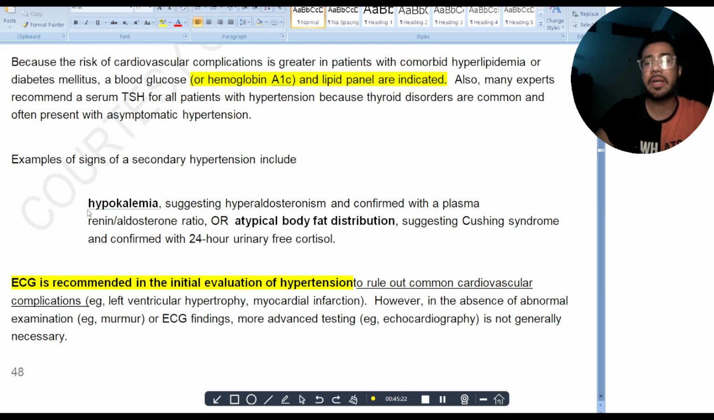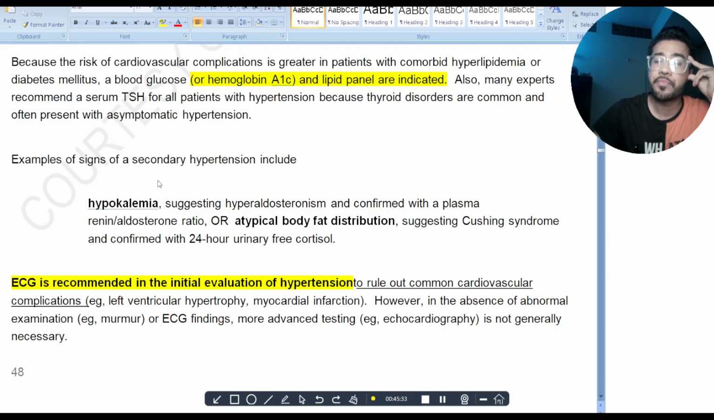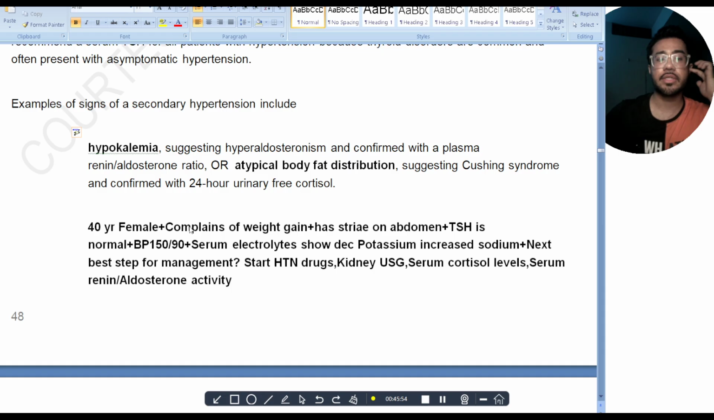And a patient with hypertension, hypokalemia, abnormal body fat distribution, like more fat on the face, more fat on the abdomen, and really thin and atrophied arms and legs, that dad bod physique is going to point you towards secondary hypertension resulting from Cushing syndrome. So you're going to have to make sense of what's happening here. See the patient scenario. I'll also write it down. So this is an interesting scenario.